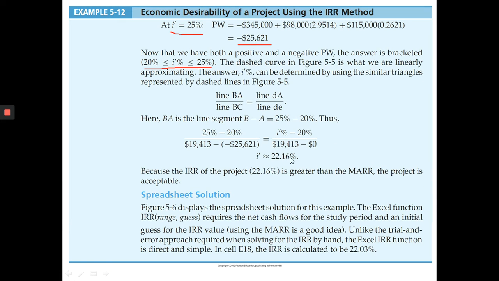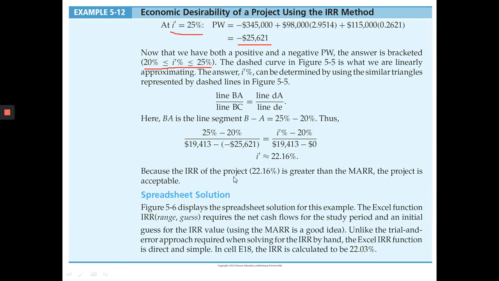So all the ratios of the triangle should be equal to each other. Let's go back to the previous slide. Therefore, we can write here that line BA divided by line BC is equal to line DA divided by line DE. Here, BA is the line segment B minus A, which is 25% minus 20%. We put the numbers into the formula, and the only unknown value is this interest rate, which is IRR. If we do the calculations, the IRR is approximately equal to 22.16%.